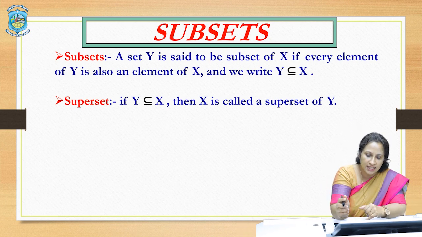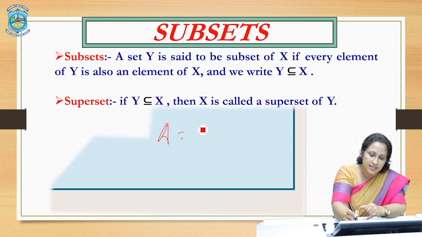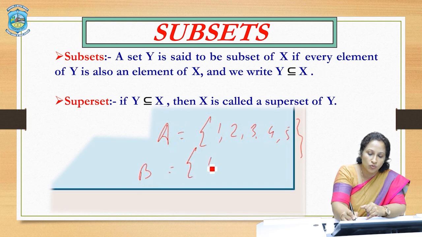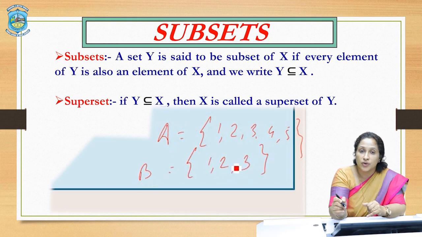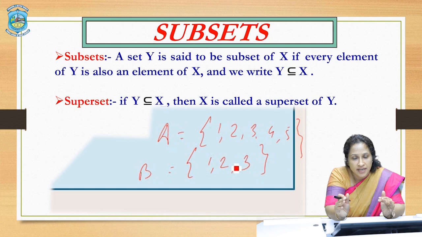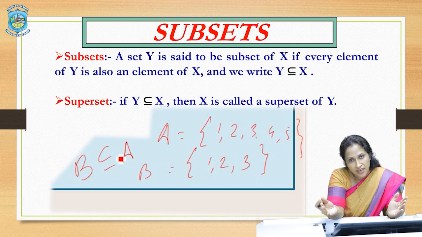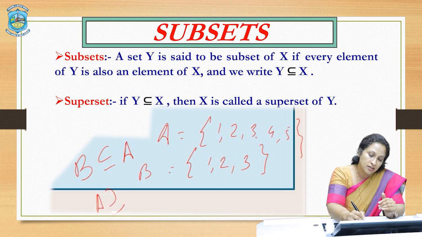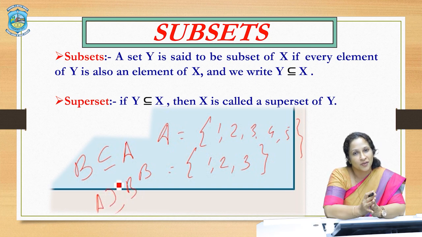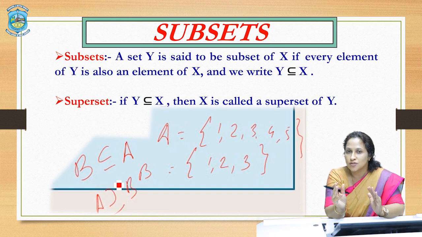For example, I will take set A equal to 1, 2, 3, 4 and 5, and set B equal to 1, 2 and 3. You can see all the elements of set B are there in set A. So, which is a subset of which? You can say B is a subset of A. If B is a subset of A, then A is a superset of B. I hope it is clear. So, that is the meaning of subset and superset.